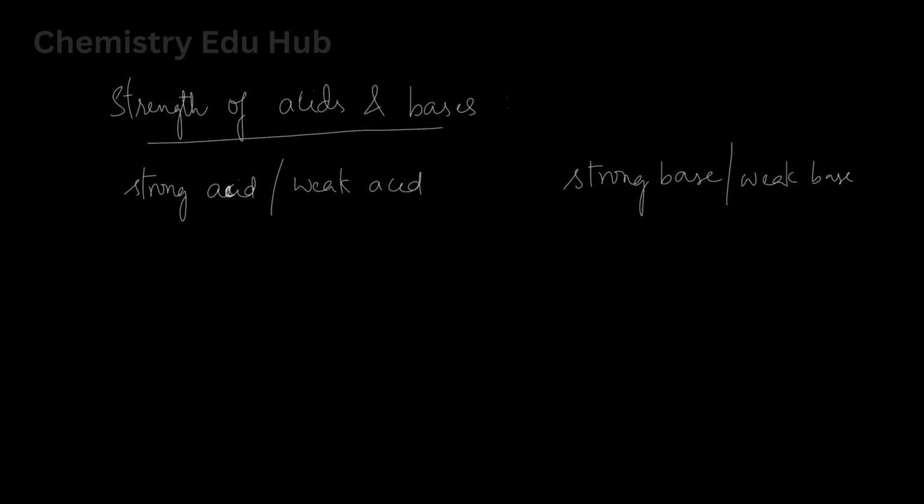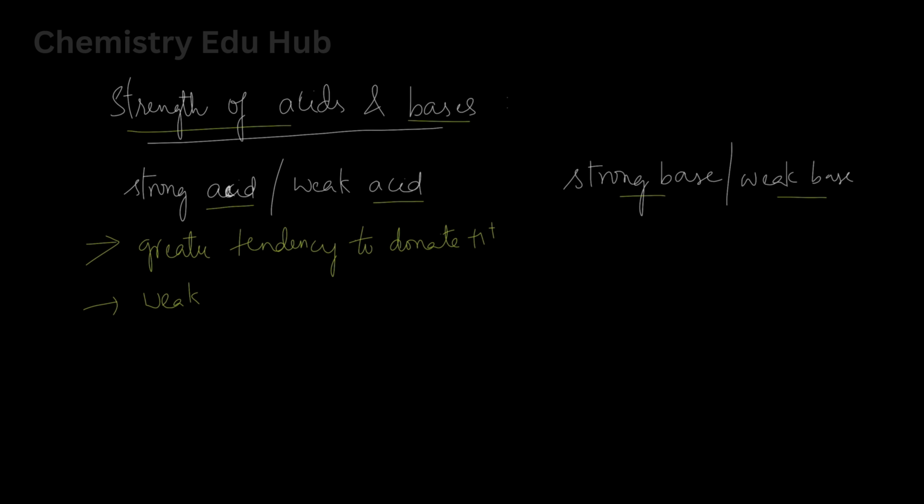This theory also explains the strength of acids and bases. As we've already discussed in the previous video, acids can be strong and weak, and bases can be strong and weak, but here the definition is a bit different. Whichever acid has the greater tendency to donate a proton is called a strong acid. If it has a weaker tendency to donate a proton, then it is called a weak acid.